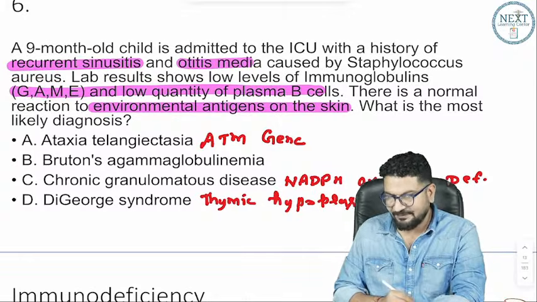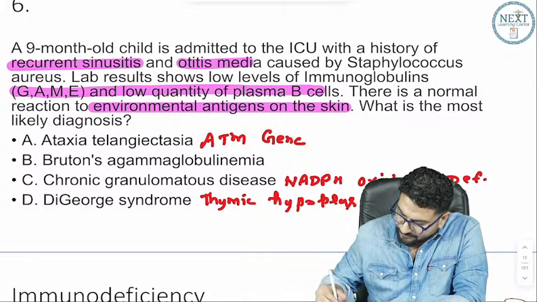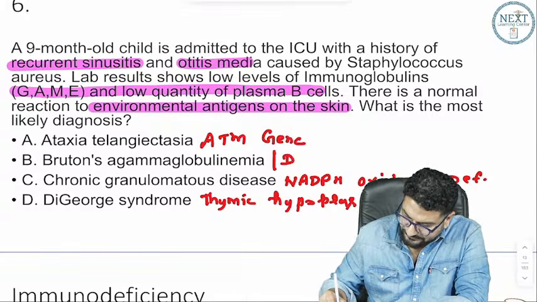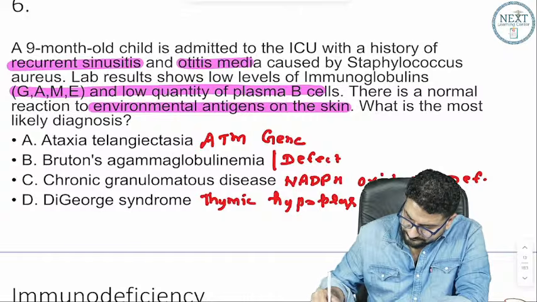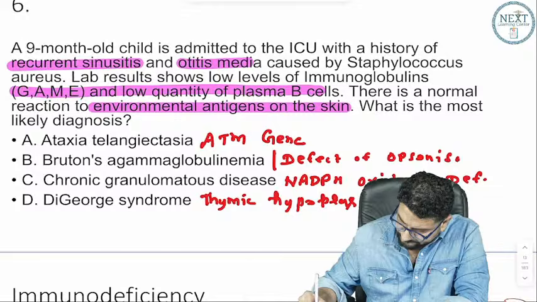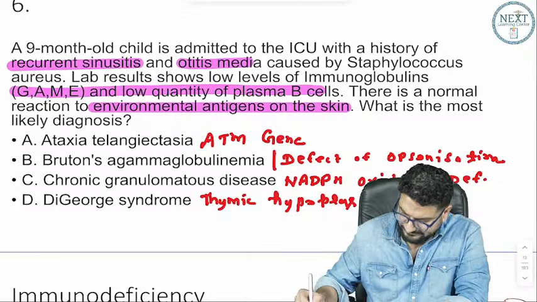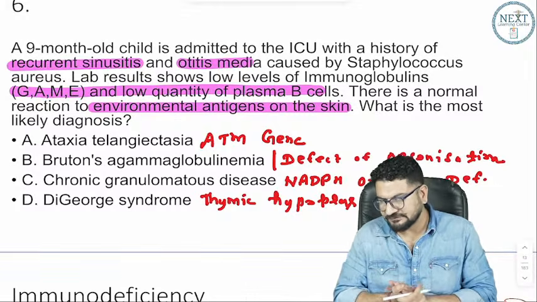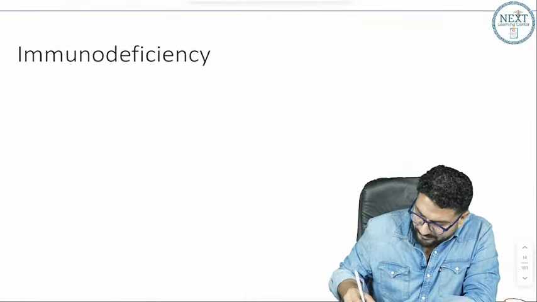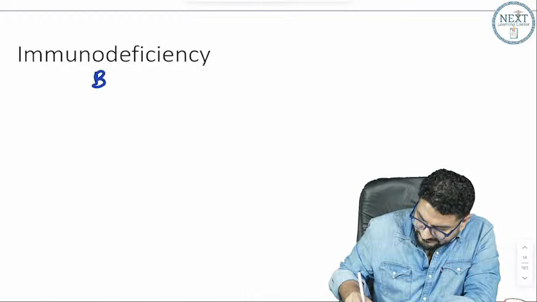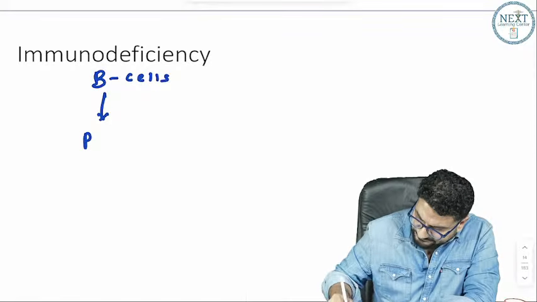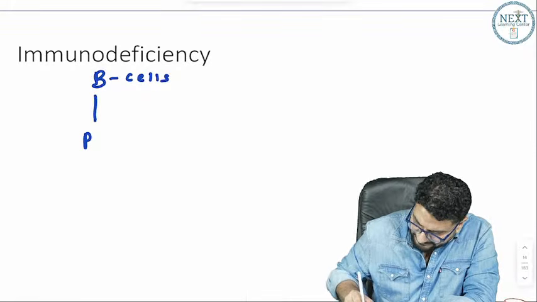I am giving you time to answer till then. Try to answer. And Bruton agammaglobulinemia, understand, we also call this Bruton disease. So basically, it's the defect of opsonization. So try to answer. First, tell me your diagnosis. Anyone? Okay, so let's understand this thing. We have BTK. The topic is immunodeficiency. So we have B cells. B cells will convert into plasma cells.